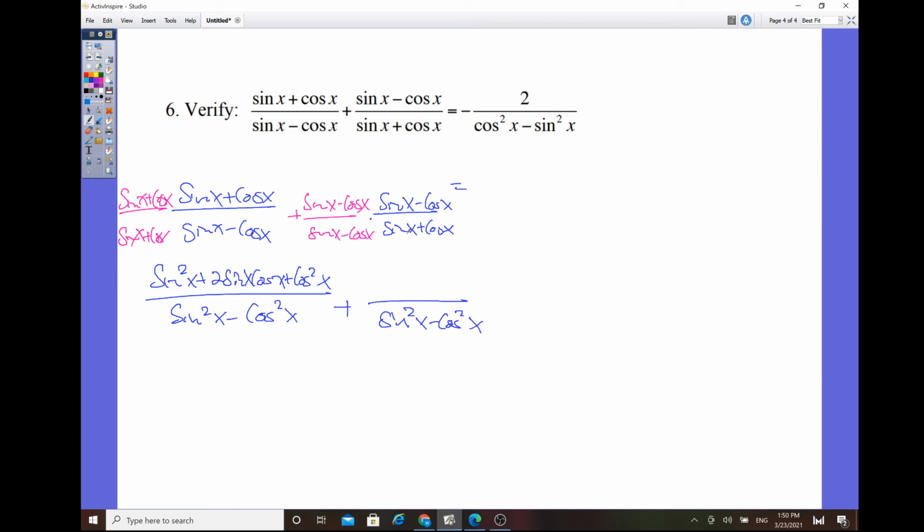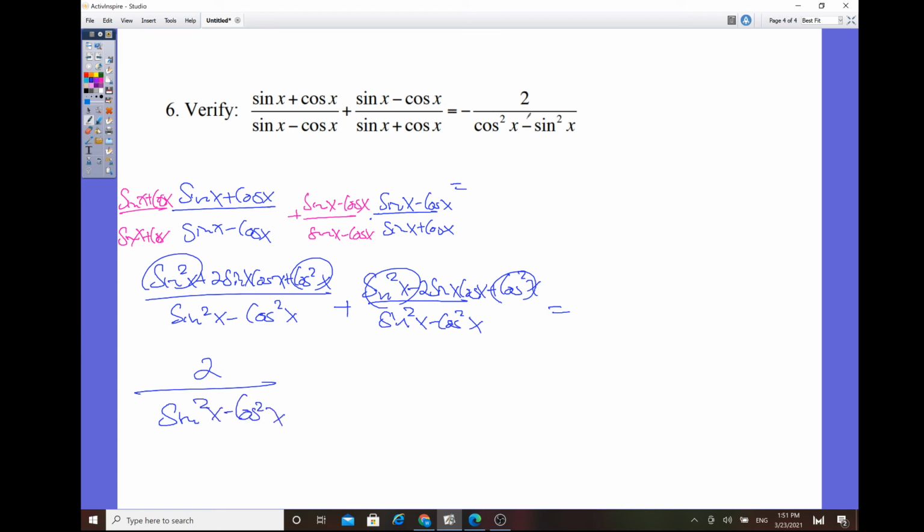The top part right there is the binomial expansion: sine square of x minus 2 sine x cosine x plus cosine square of x. And what do you notice? If you combine all this together, this one is 1, and here's another 1, because of the Pythagorean identity, so that turns out to be 2. The 2 sine x cosine x cancels out with the negative 2 sine x cosine x. So what we found here is 2 over sine square of x minus cosine square of x.